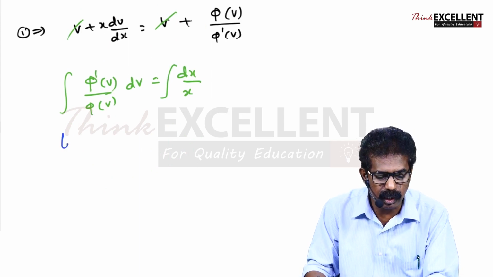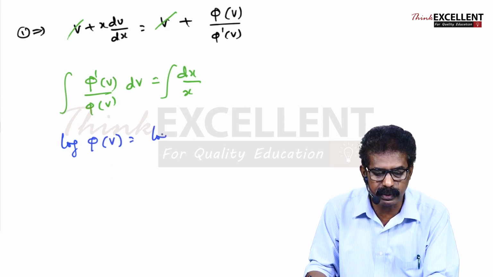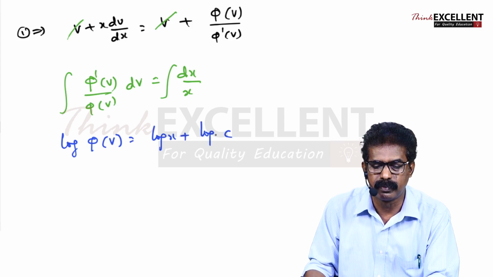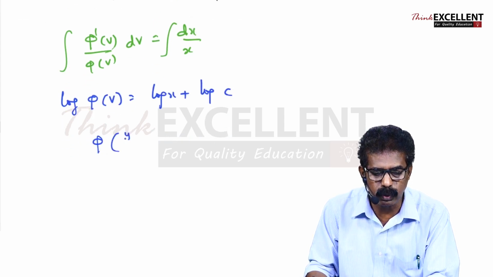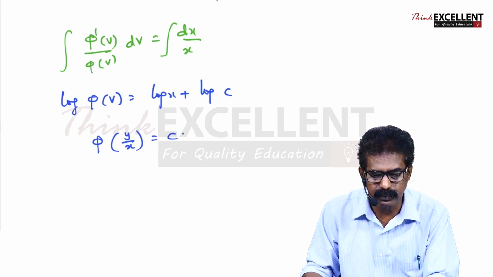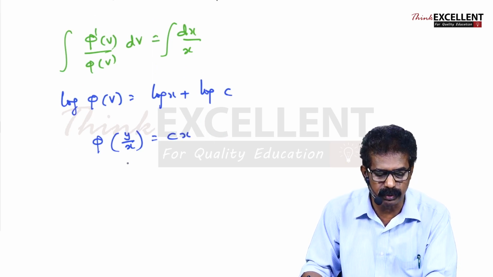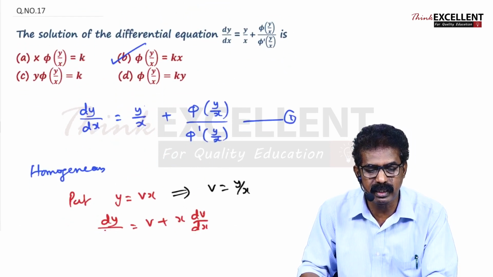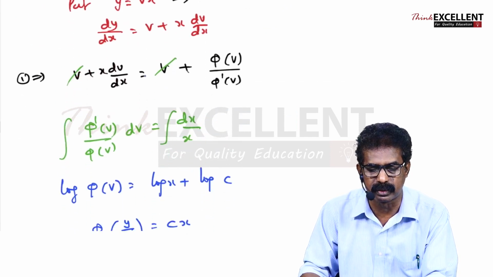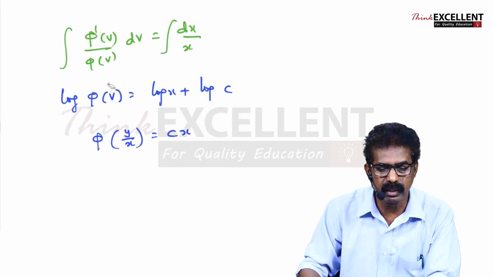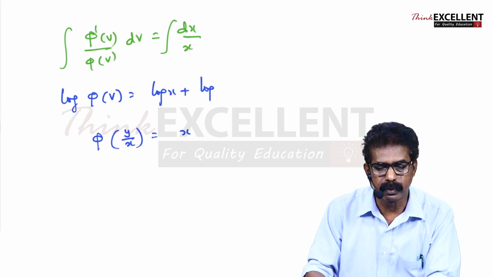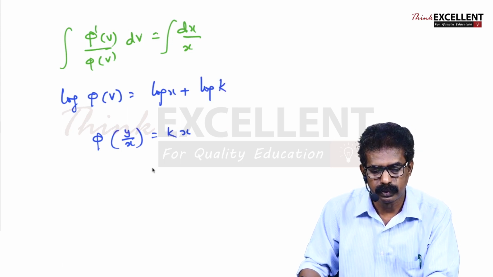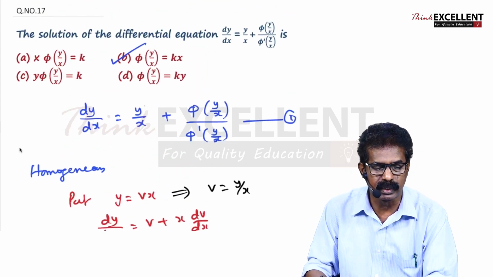So log of phi of v equal to log x plus a constant log c. Phi of v is phi of y by x, finally equal to log cx. Remove log on both sides and you will get your answer, and that is option B. Instead of c, they used K, some constant. So using the homogeneous method, you can do it very easily.